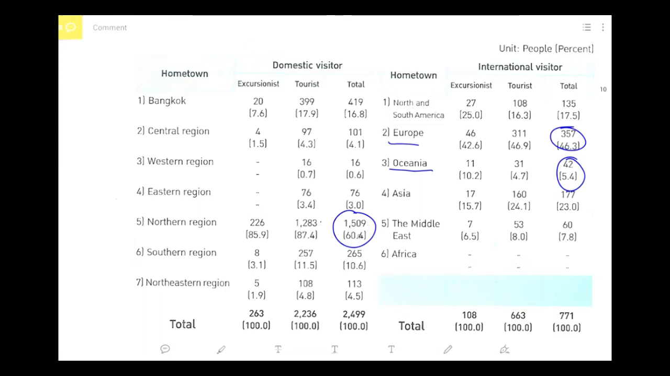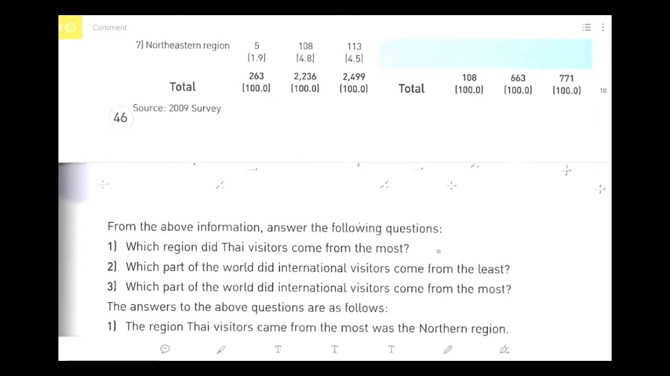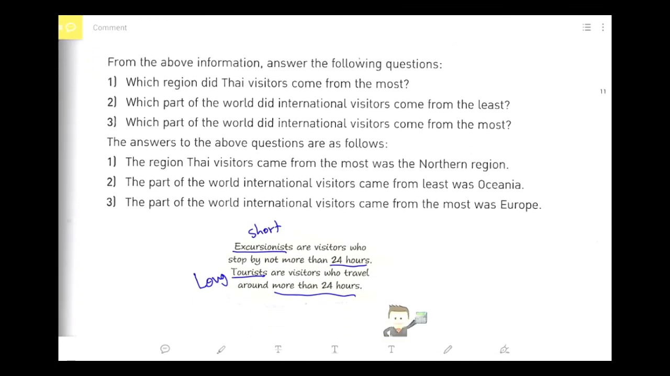1,509 people. That is the most. So you write it here. Which region did Thai visitors come from the most? You would just say northern region.